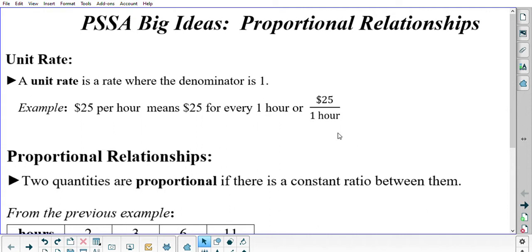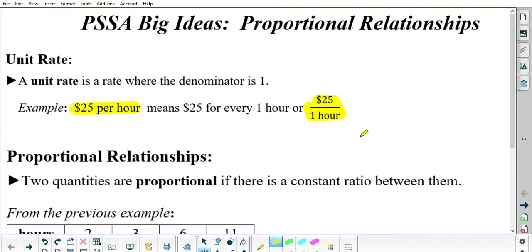So let's start with the idea of unit rate. A unit rate is a rate where the denominator is 1. For example, $25 per hour really means $25 for every 1 hour. And if you would write that ratio as a fraction, that would be $25 over 1 hour. And so you can see the denominator here is 1.